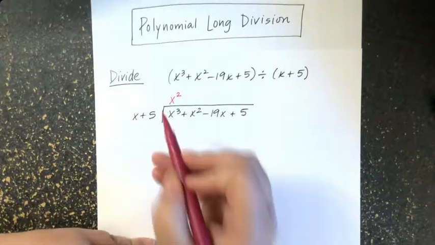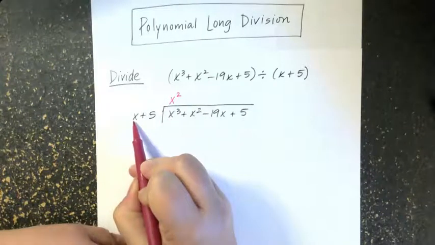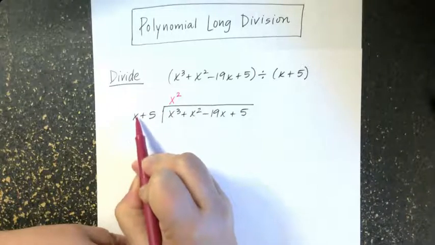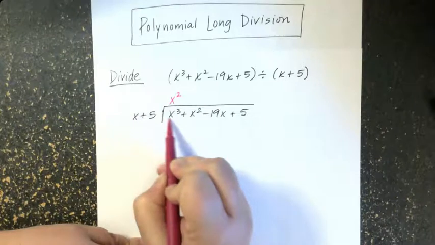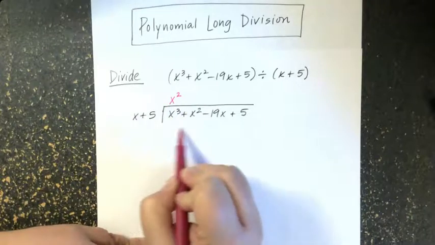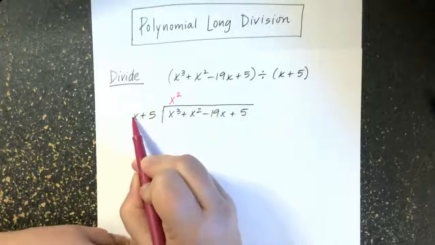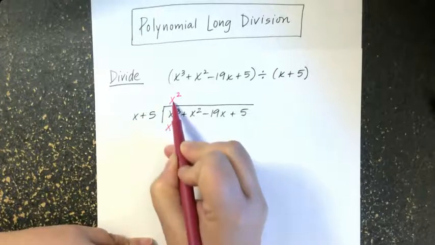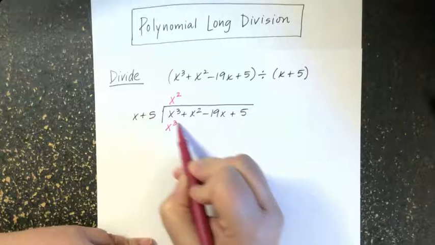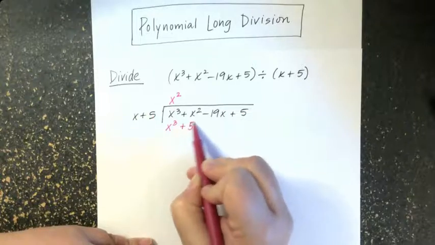And then notice that when I asked that question, I only asked it about the x. What do I have to multiply this first term by to get this? But now when I do the multiplication and put something here, I'm going to do it for both terms. In other words, x squared times x gives me x cubed. And x squared times 5 gives me 5x squared.